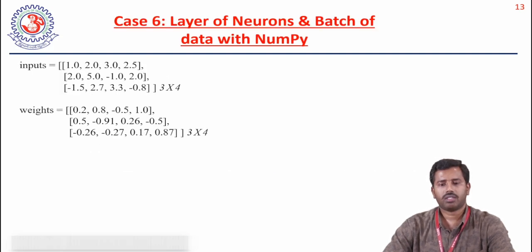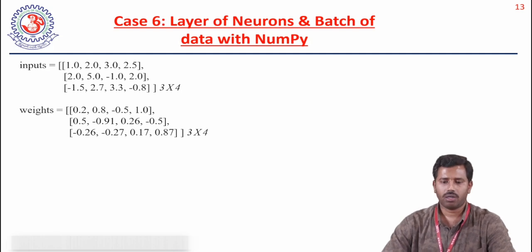Now, coming to case number 6, which represents layers of neurons and batch processing of data through NumPy. If you observe, in all the previous examples I took the input as a vector. Now in this case the input also has a big dimension, a matrix of dimension 3 by 4, and the weights are also a matrix of 3 by 4. If I want to apply the dot product on 3 by 4 with 3 by 4, which represent inputs and weights, a direct product is not possible because the columns of the input and the rows of the weights are not the same. So I have to apply the transpose on weights.